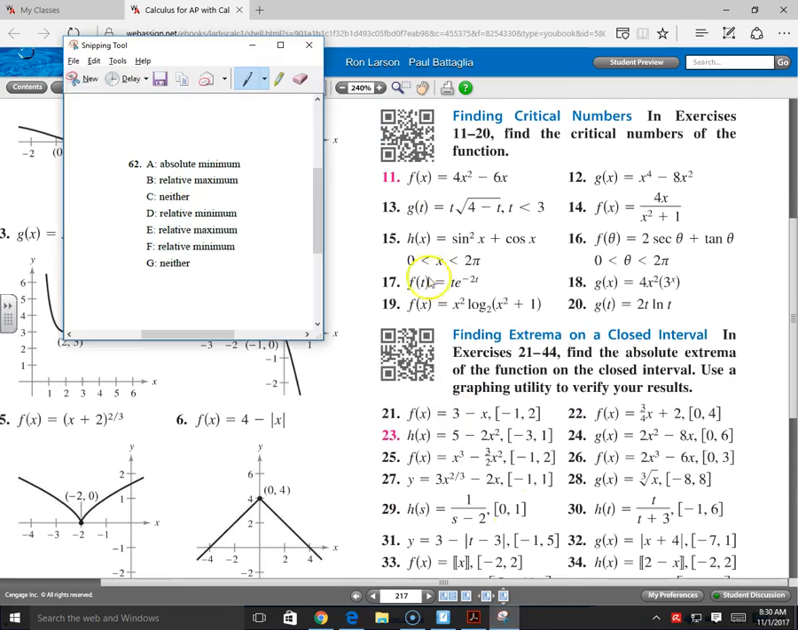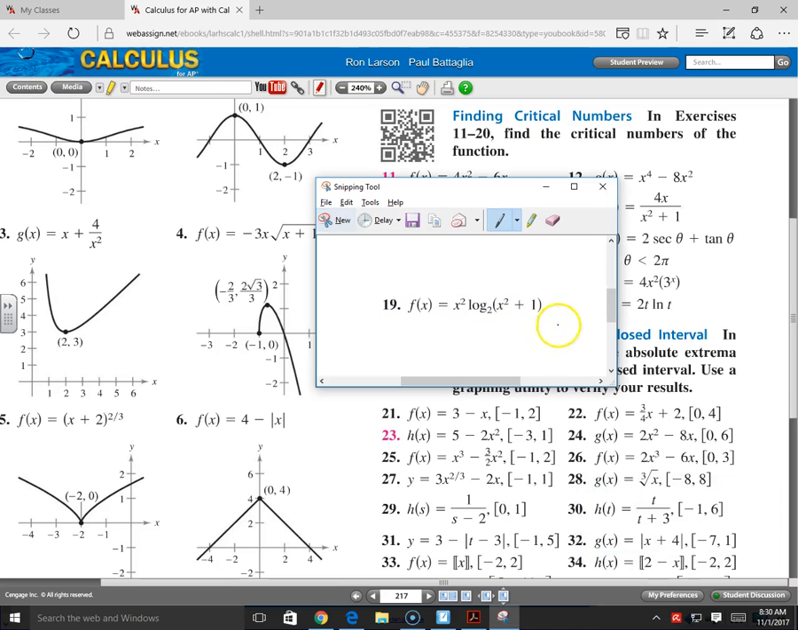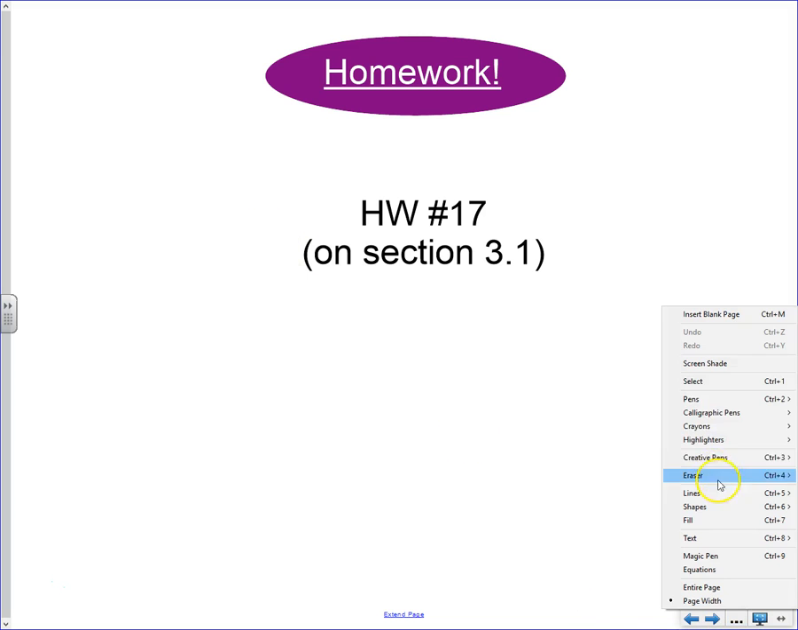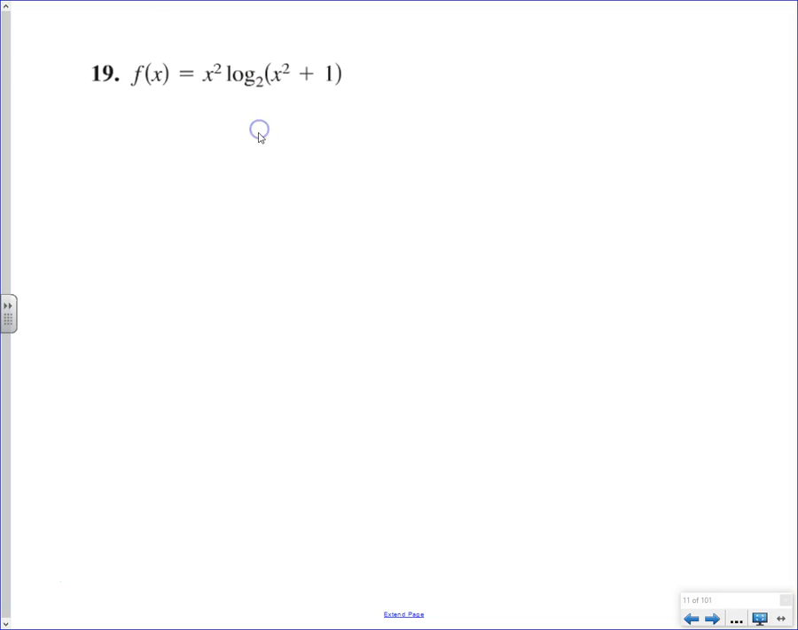Number 19, kiddos, our objective was to find the critical numbers. The derivative was tricky, and can anyone tell me why it was tricky? There was a log and a product. Yeah, there was a product rule times, and there was a log. So, someone walk me through. I'm a little puppet. I'm just doing what you tell me to do.